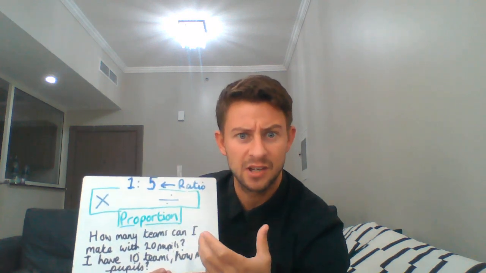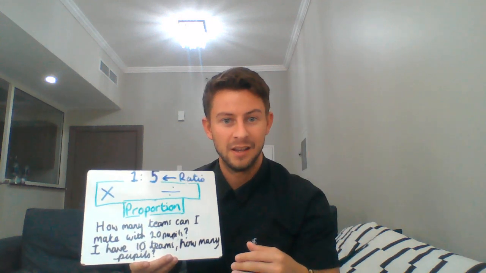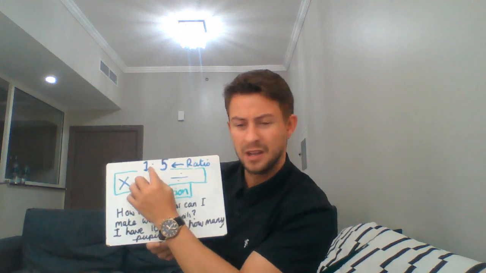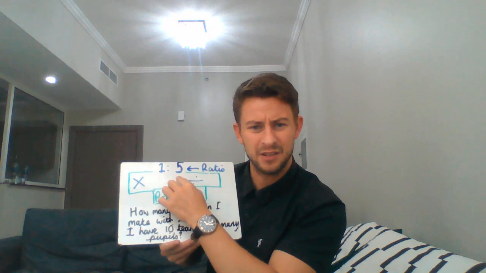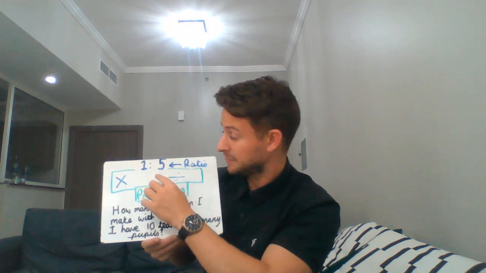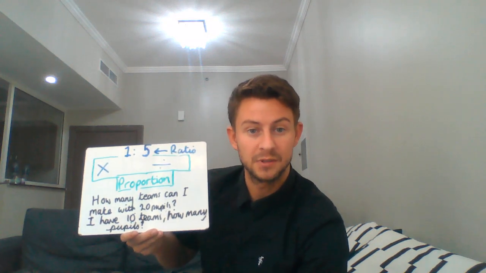Remember we looked at that relationship between fractions and ratio. Remember with fractions, if we do something to the top, we do it to the bottom. With ratio, if I've timesed this side, I times this side by the same amount. So times this by 10, 1 times 10, so I've got 10 teams. 10 times 5 is 50. So for 10 teams, I need 50 pupils.